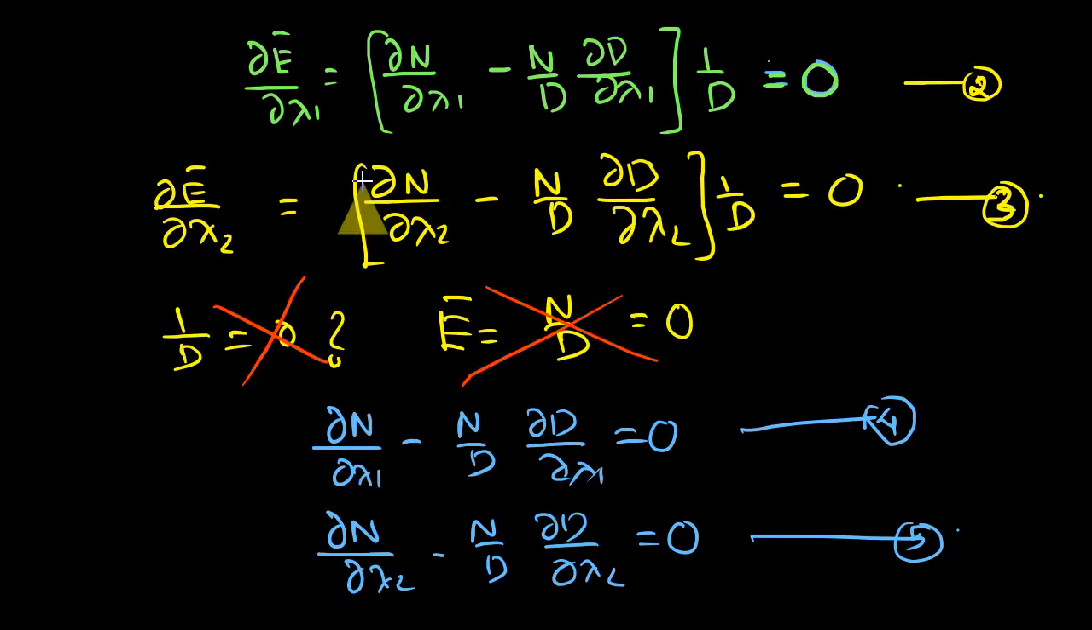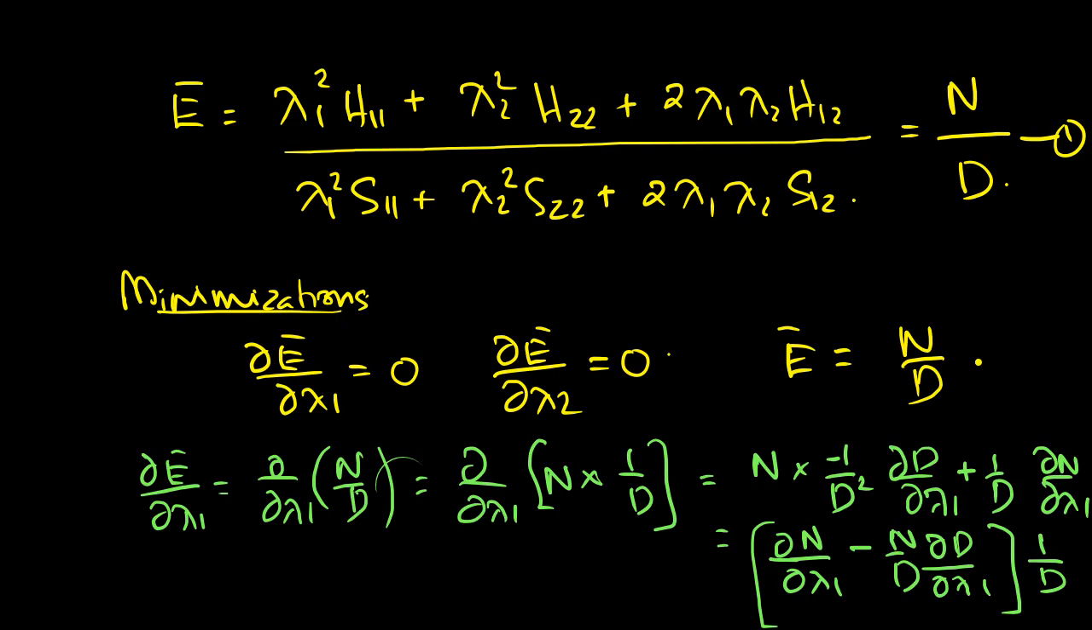We have the expressions like E bar is equal to lambda 1 square H11 plus lambda 2 square H22 plus 2 lambda 1 lambda 2 H12, and similar expressions. So what we have to do is that we have to evaluate all these integrals H11, H22, H12, S11, S22, S12.